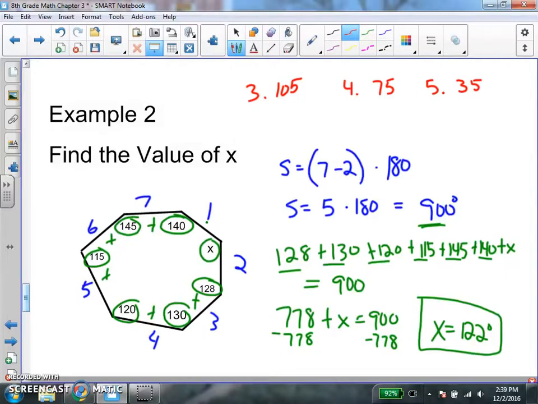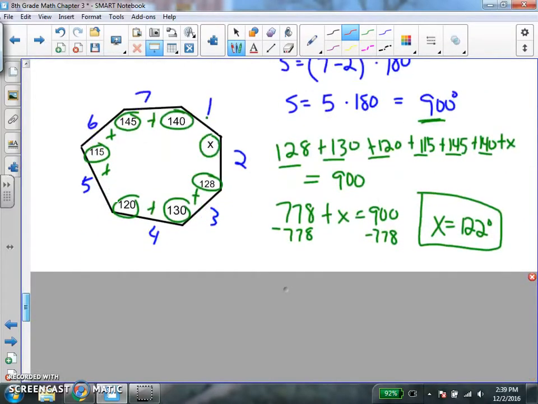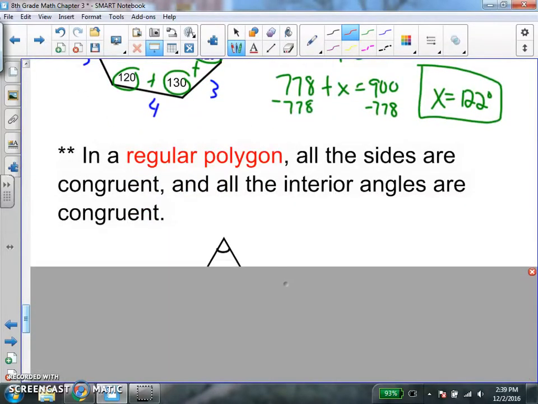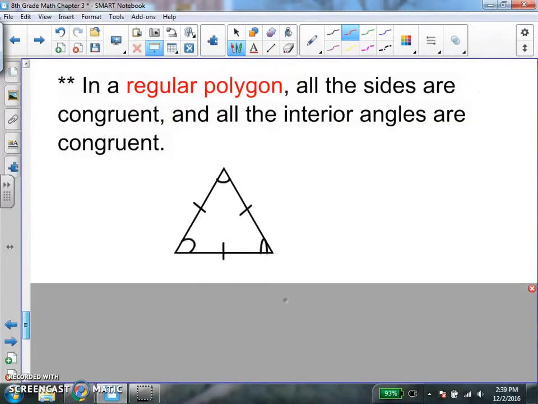Alright, we're going to move on to another definition, rather short one. Just kind of more informational than anything else, letting you know that a regular polygon has sides that are congruent and also interior angles that are congruent. So all of the sides are the same. Usually that's marked with these hashes on the sides. And also the angles are the same. So all of these angles are the same. They are congruent to each other.